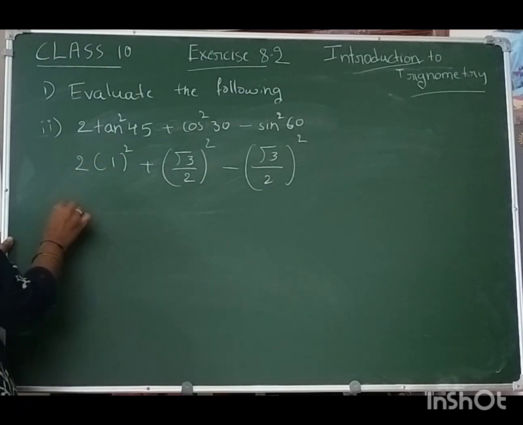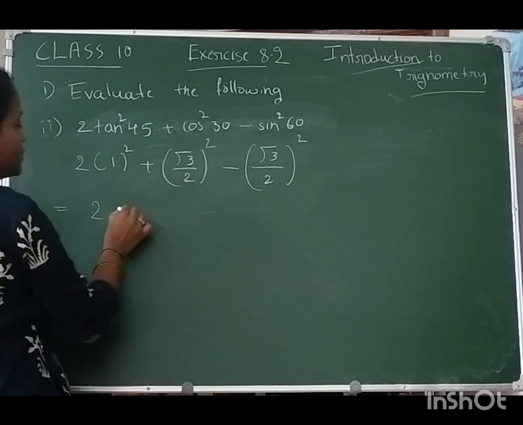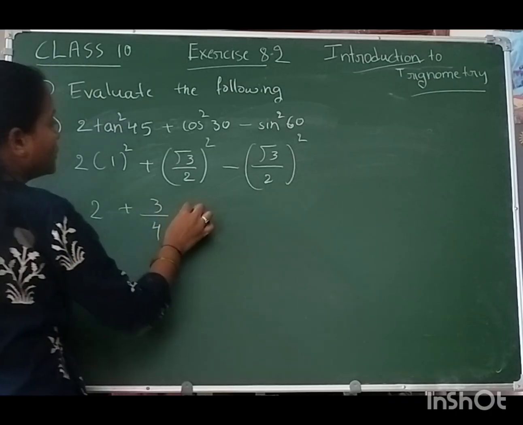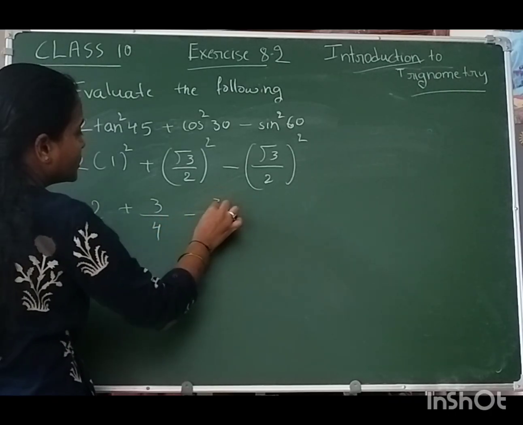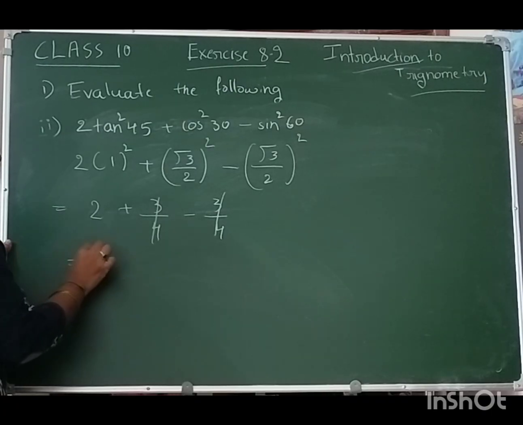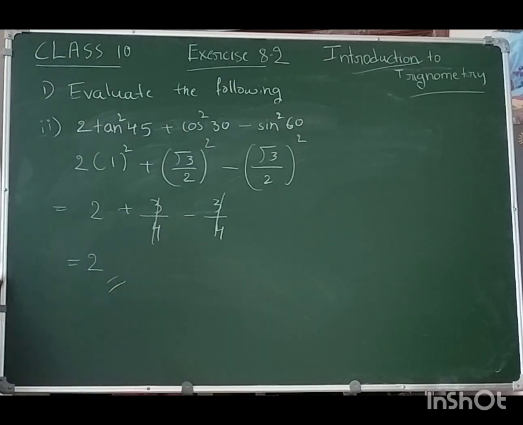Next 2 into 1 is 2. And 3 by 4. Similarly, again root 3 by 2 whole square will give 3 by 4. So plus 3 by 4 minus 3 by 4 will get cancelled, and we'll get the answer as 2.